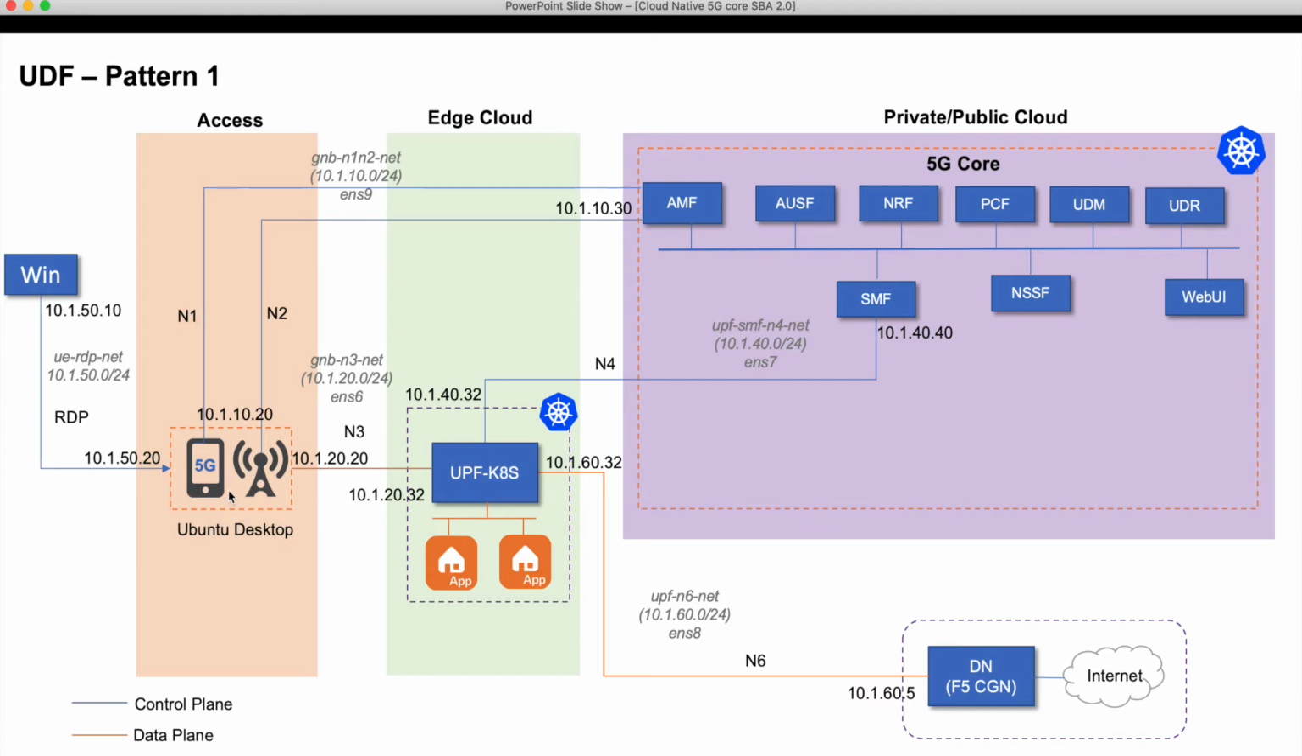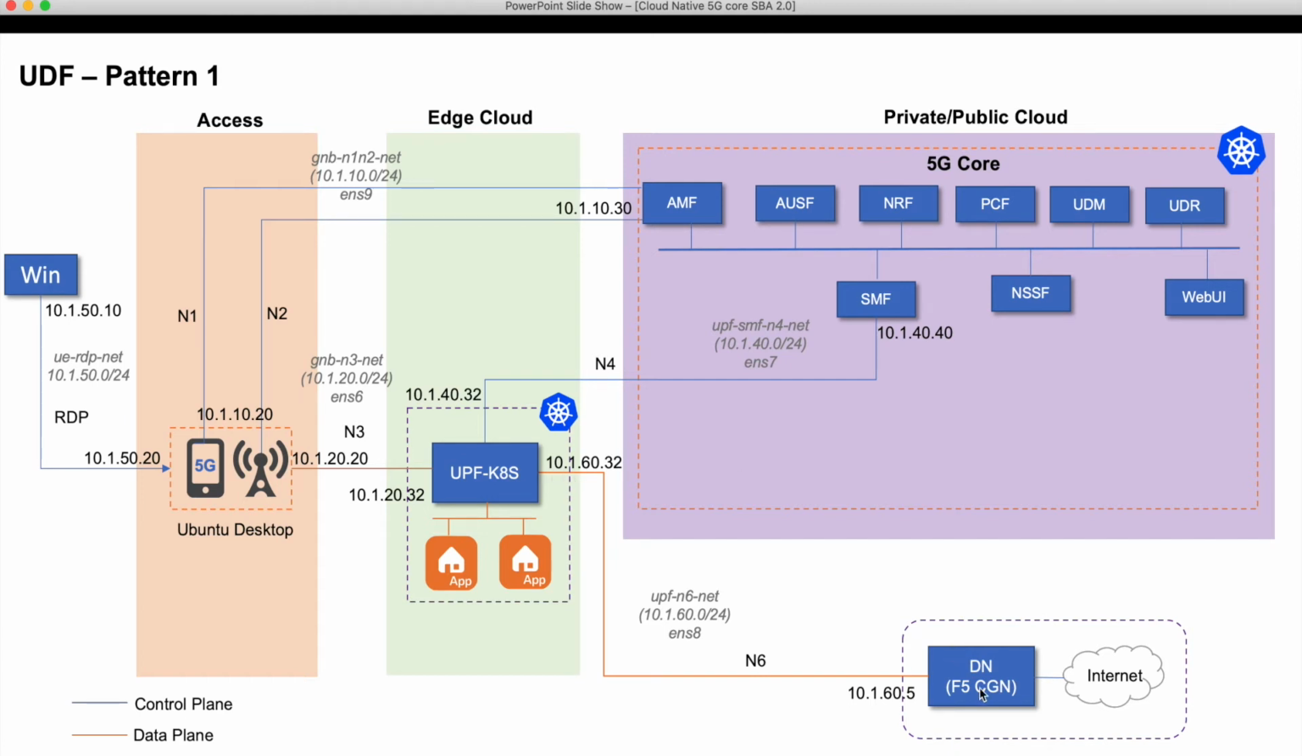So the expectation here is that once this 5G simulated UE is able to associate sessions with the SMF, this 5G phone will be able to get to the internet via the UPF setup here. So in the edge cloud, there's a UPF set up in Kubernetes, and there's a couple of applications running at the edge. This is the private or public cloud 5G core, where you have all the respective SBI interfaces connected with the SBA service-based architecture setup.